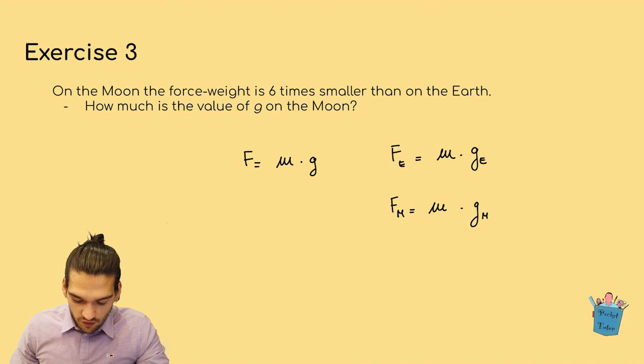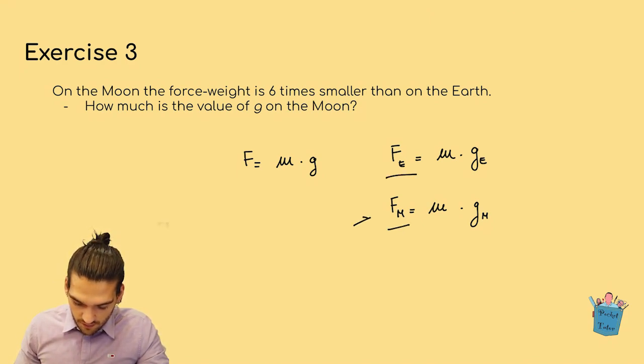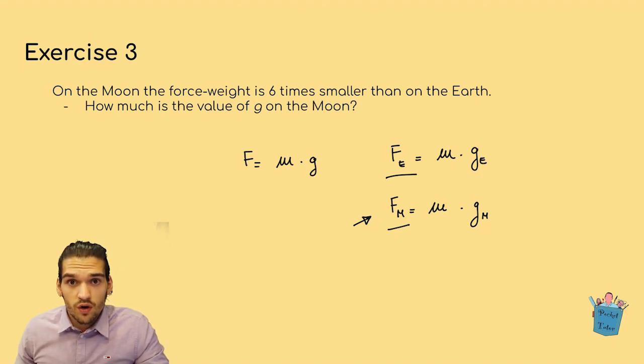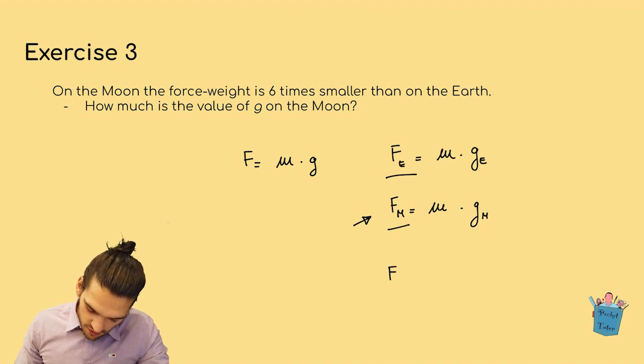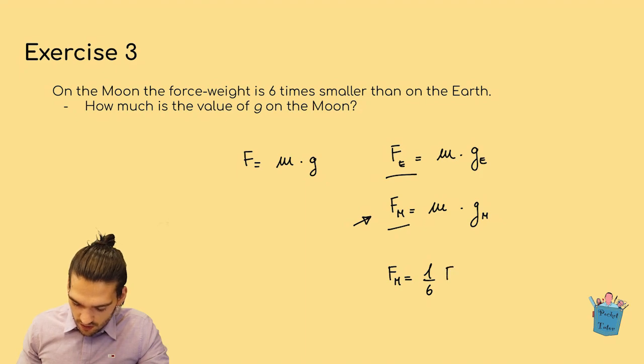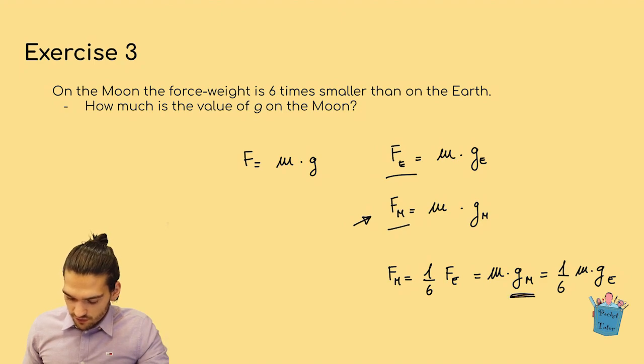Now it says that the force weight, that are these two, on the moon, so this one, is 6 times smaller than on Earth. So we can write that the force on the moon is equal to 1/6 of the one on Earth. And therefore this is equal to m times g on the moon and is equal to 1/6 m times g on Earth. And this is what we were looking for.